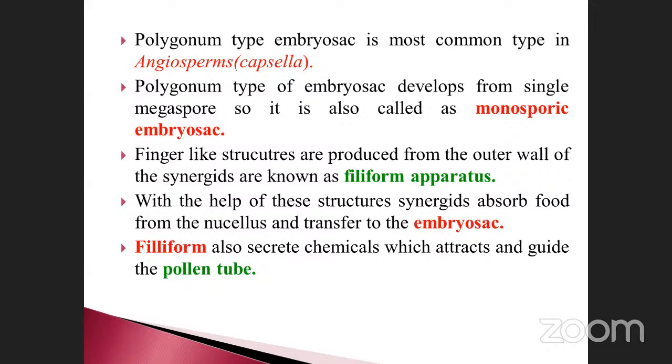That is very, very important. The polygonum type, as already said, develops from a single megaspore. Sometimes they ask this question also. So it is called a monosporic embryo sac.